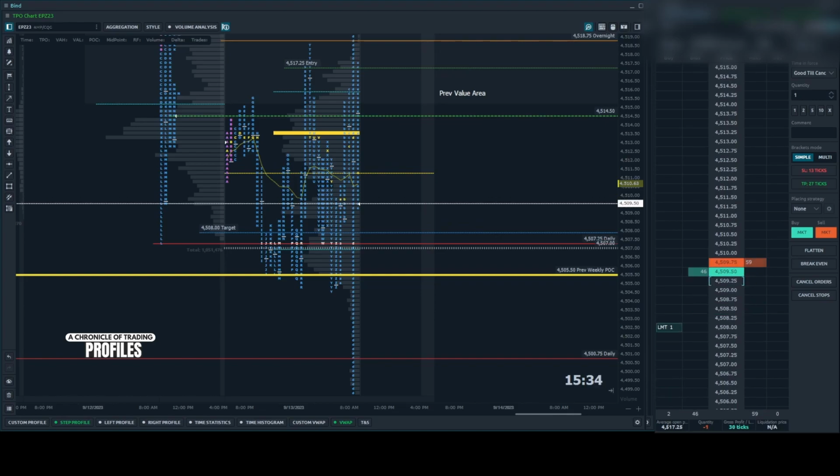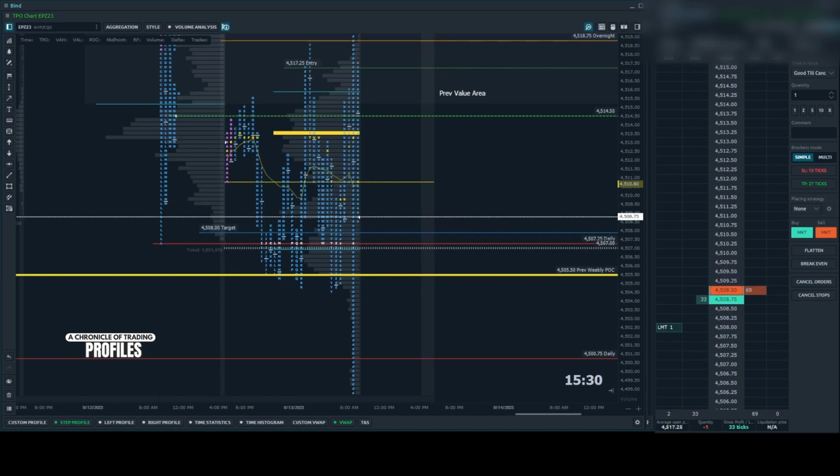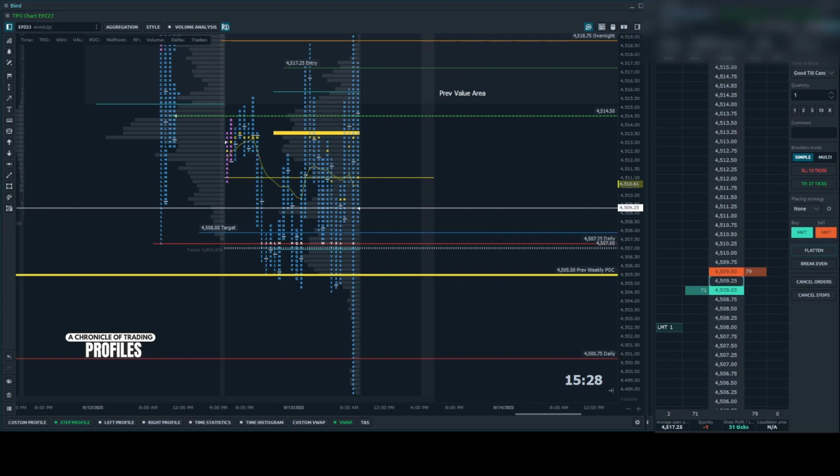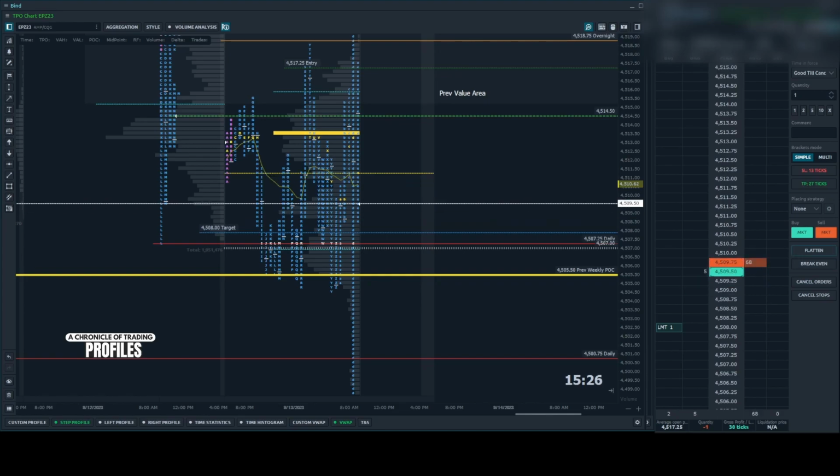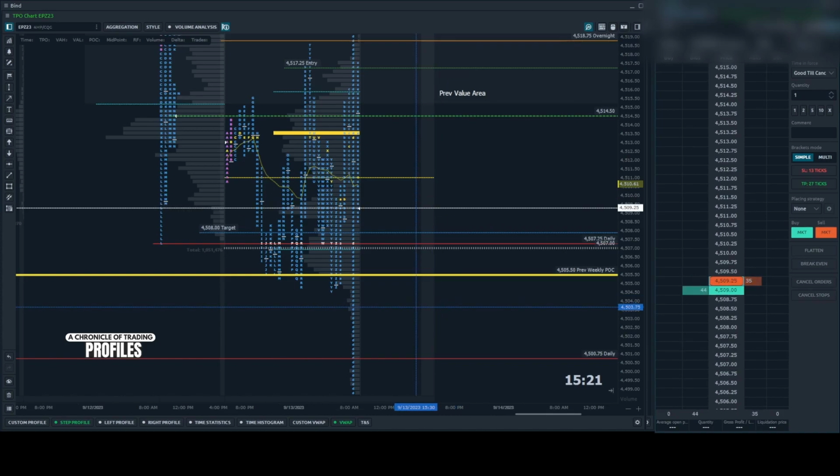We can get one more push. If we get even close, I'll take this. Take it right there at 31 ticks. Good trade.